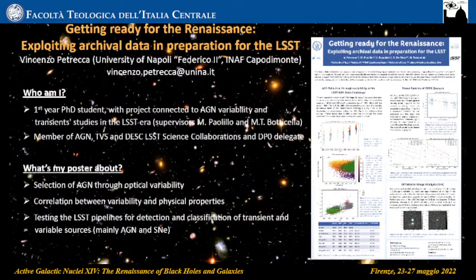Hello, everyone. I am Vincenzo Petrecca, a PhD student from Napoli, and I'm working in collaboration with the Observatory of Capodimonte on a project about AGN variability and transient studies in the LSST era. For my project, I am working with different LSST science collaborations, doing light curve analysis, trying to understand how to deal with the LSST data products, and how to face the big data problem for time domain astronomy. And this not only for AGN, but for variable sources in general. However, as this is an AGN conference, I'm going to focus on AGN.